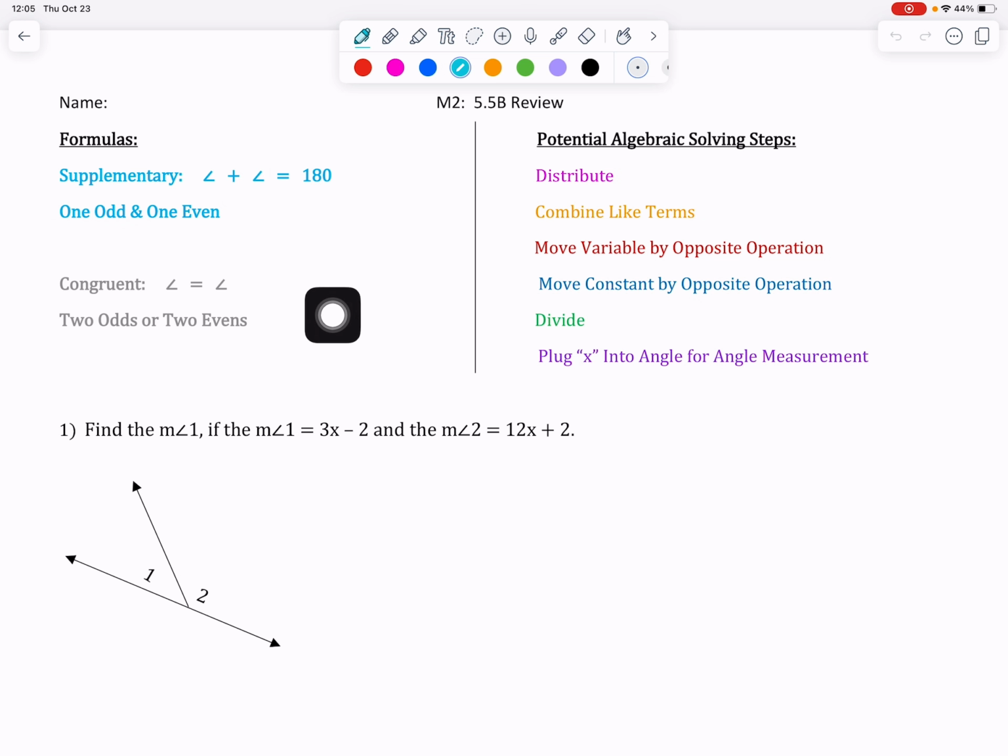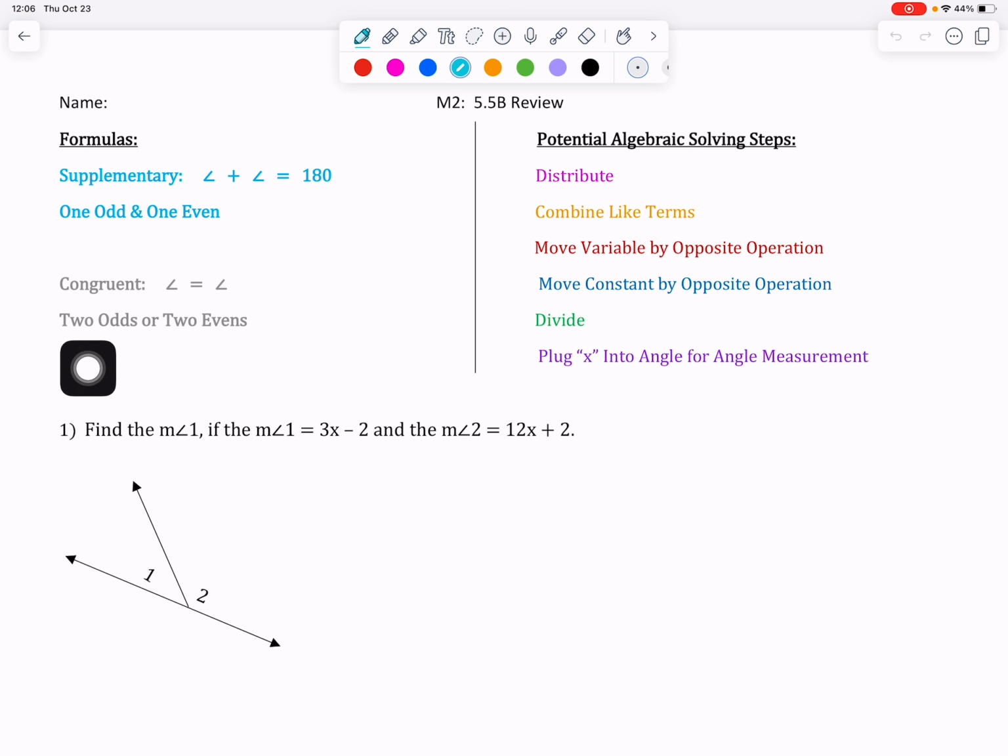All right, for the entirety of this quiz, we are using just two formulas. Supplementary: angle plus angle equals 180. We see this with a straight line that produces a straight angle, which is equal to, yes, 180, a linear pair. Whoa, line, pair, 180. Or congruent: angle equals angle. Vertical angles, same sized angles.